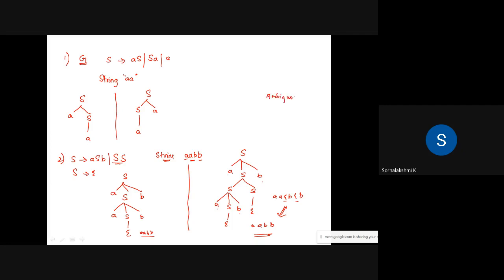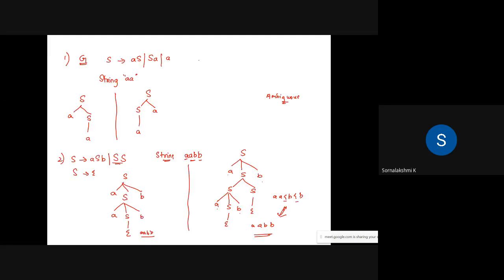Okay. So these are examples for ambiguous grammars. Now, you just try this one. The third example, you please try. I'll give one more example. You try this later, okay?